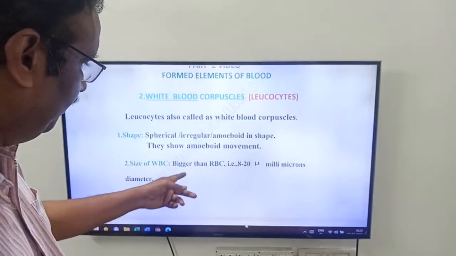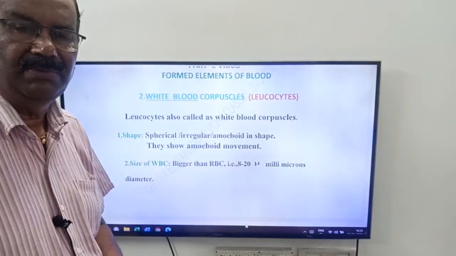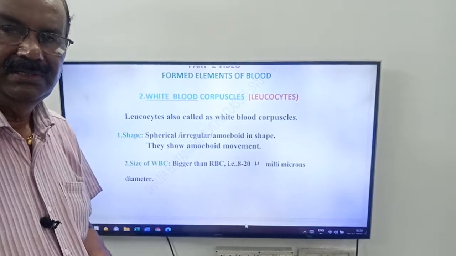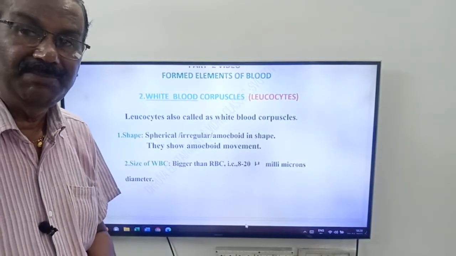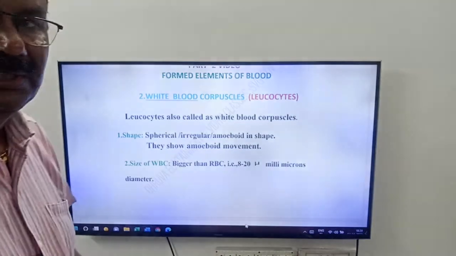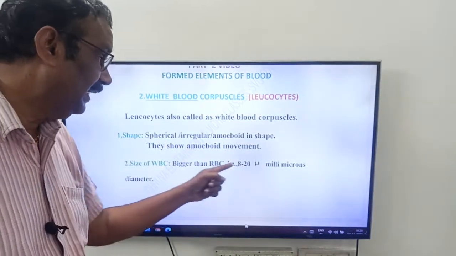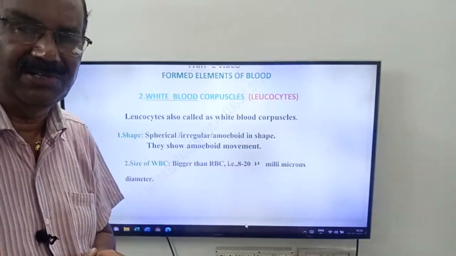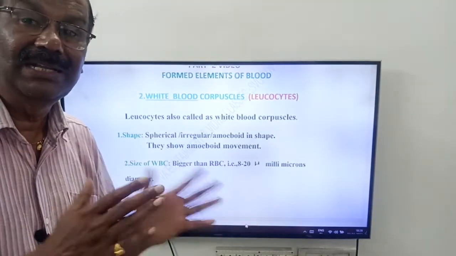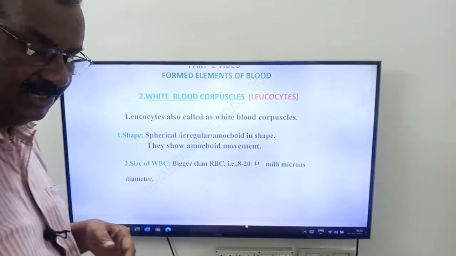Now see friends, the size of the WBC is bigger than RBC. Red blood cells have 7.8 millimicrons, whereas WBC are 8 to 20 microns. Means these are bigger than the RBC, bigger than the red blood cells.